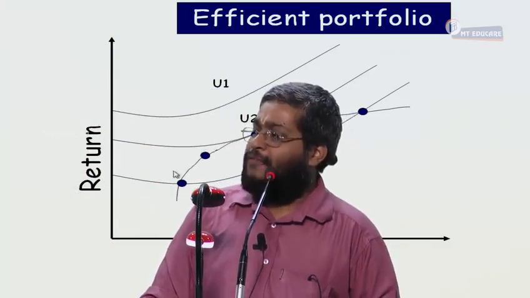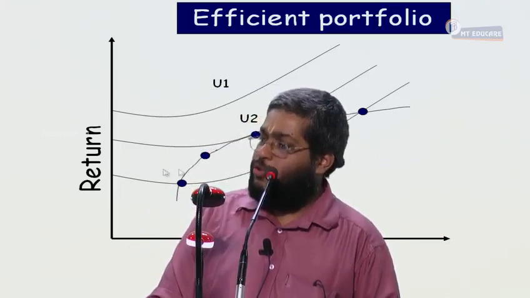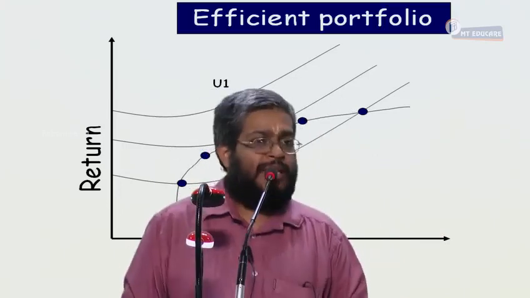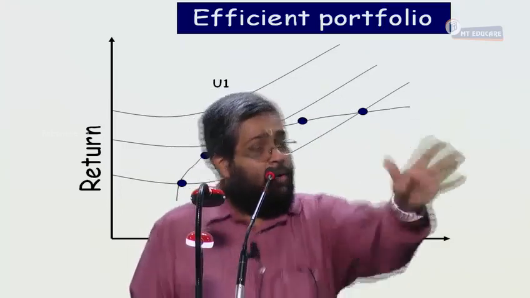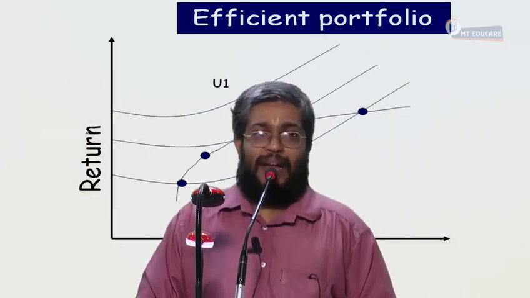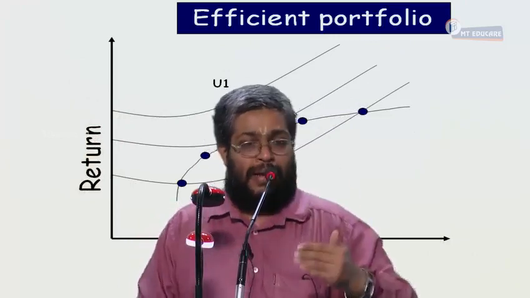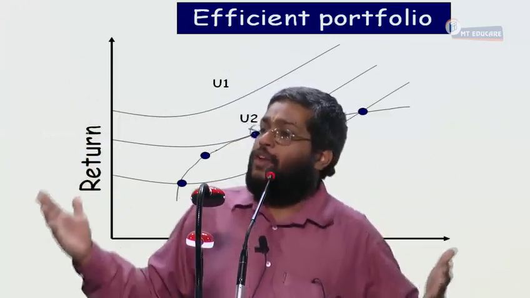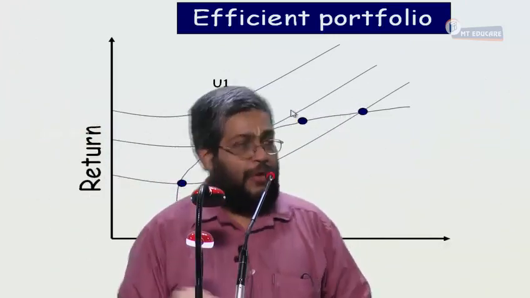Then onwards, after U2, I may be having U3, U4, U5, U6. All those curves will touch my efficiency frontier, not once, but twice. So U1 does not touch at all. U2 touches once. U3 touches twice. U4 twice and so on.